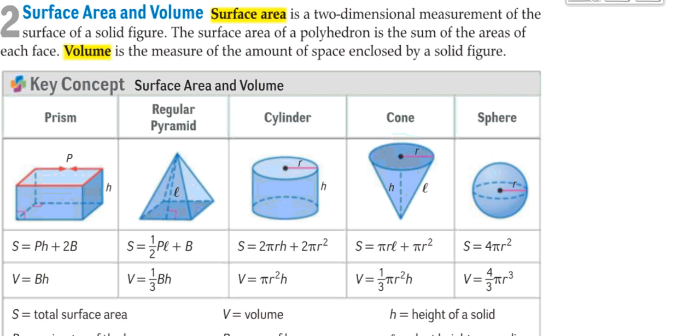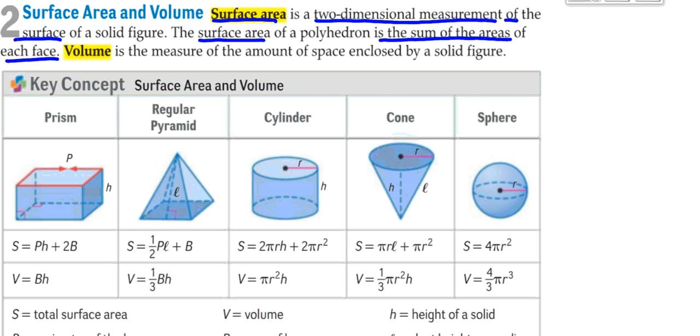So the first thing that we're going to do is remind ourselves of units. Surface area is a 2-dimensional measurement of the surface of a solid figure. So surface area, 2-dimensional measurement of surface. It's one of those surfaces. The surface area is the sum of all the areas of each face.